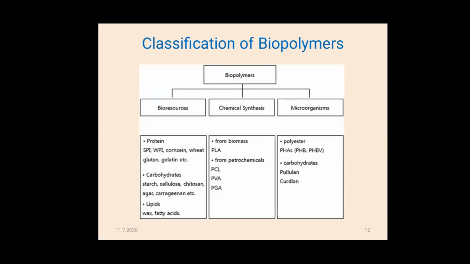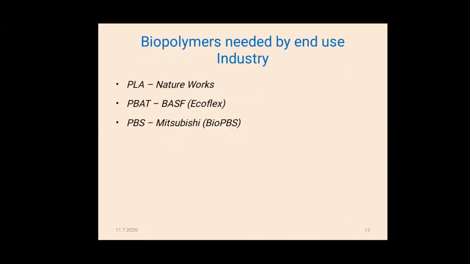But among these biopolymers, the three most wanted polymers for end user applications are PLA, that is polylactic acid, whose major commercial manufacturer is NatureWorks; PBAT, polybutylene adipate terephthalate, whose commercial manufacturer is BASF under the trade name Ecoflex; and PBS, polybutylene succinate, whose commercial manufacturer is Mitsubishi under the trade name BioPBS. Let's see them one by one.